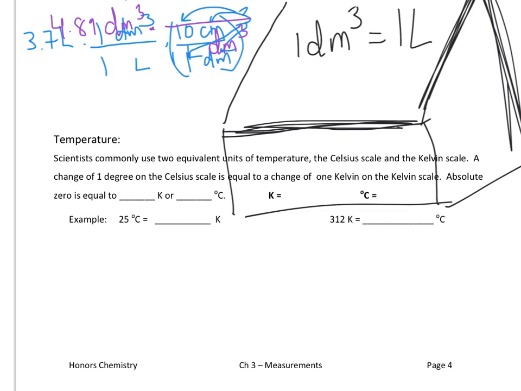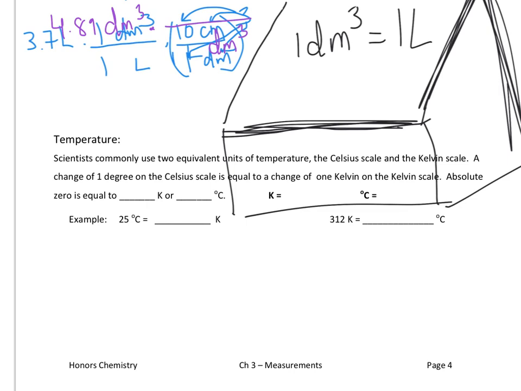Next part is temperature, conversions in temperature. These are a lot easier than the metric conversions, I think. So in the United States, we usually use Fahrenheit like we talked about, but in science, we usually use either Celsius or Kelvin.